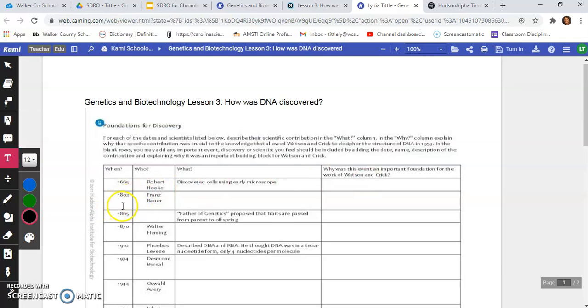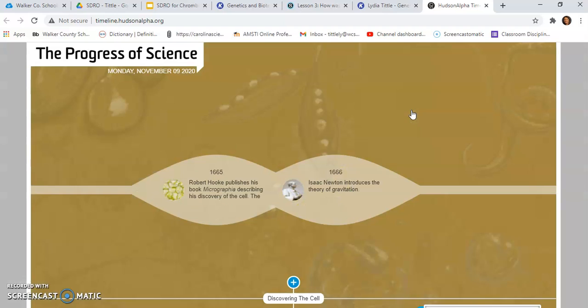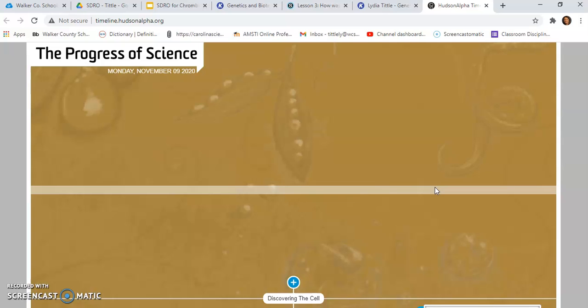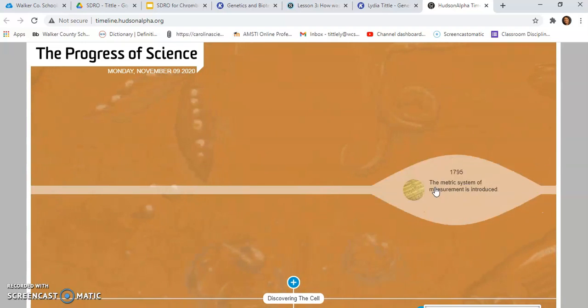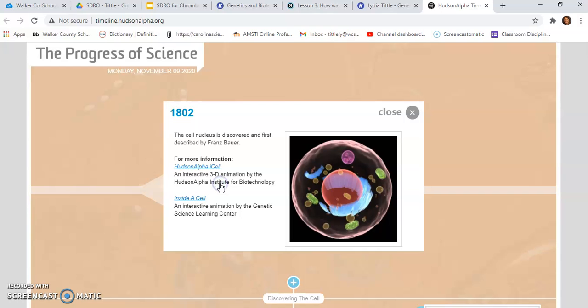Now, our next stop on the timeline is 1802 with Franz Bauer. So I will go to my timeline, close the part about Robert Hooke, and continue to scroll forward until I get to the year with Franz Bauer. Okay, I'm still scrolling. Here we go, and now we're in the 1700s, 1795, 1802. Here we go, 1802. The cell nucleus is discovered and first described by Franz Bauer.